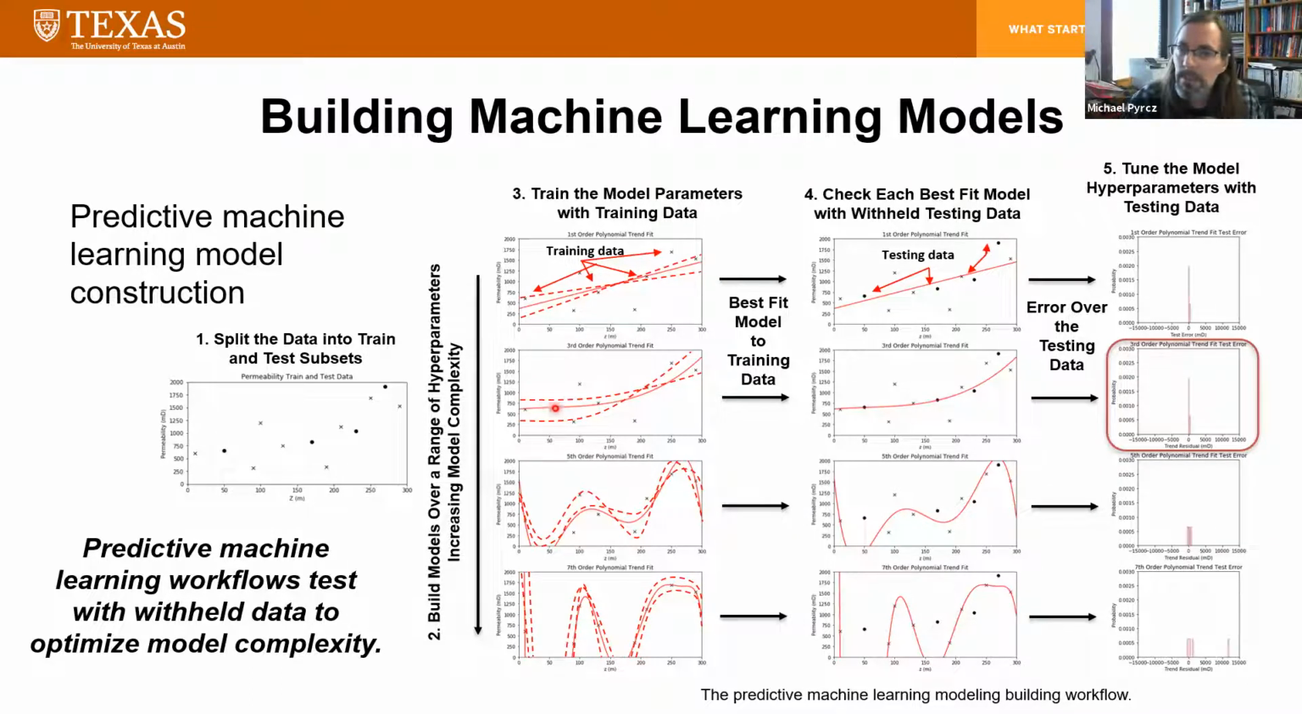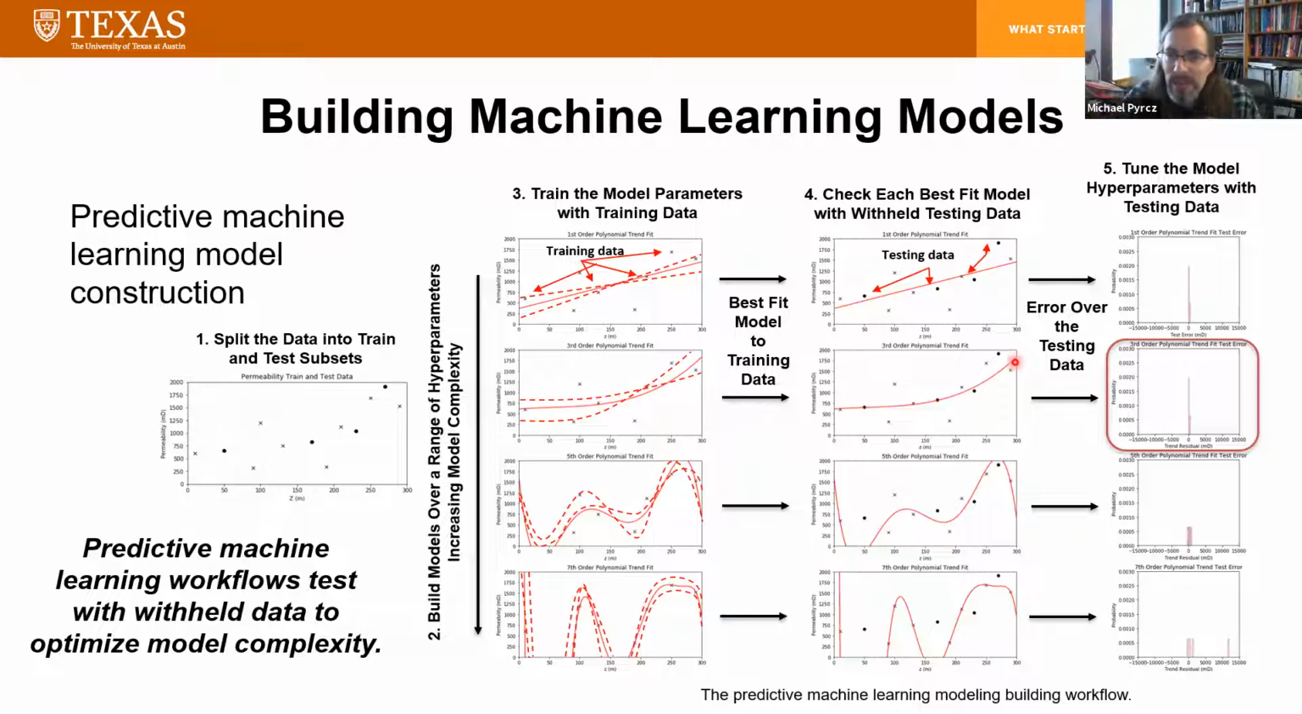Then you'll increase the model complexity, like a first order polynomial to third order to fifth order to seventh order polynomial. And then you get the best fit model for each one of those levels of model complexity. Then you bring back the testing data, you see how it performs, and you retain the model that has the best fit. What are we doing? We're tuning the complexity of the model. It's called hyperparameter tuning to get the very best model to perform away from data.